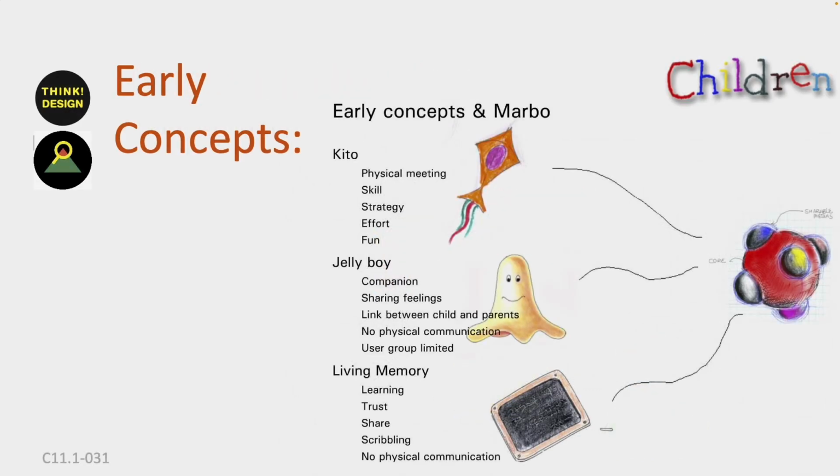So they ideated on this. They said that kites are fun to play together. They thought of a jelly boy kind of thing which they can share with friends. They also thought of a slate which is a memory. But after ideating a lot, they came out with something which was very interesting.